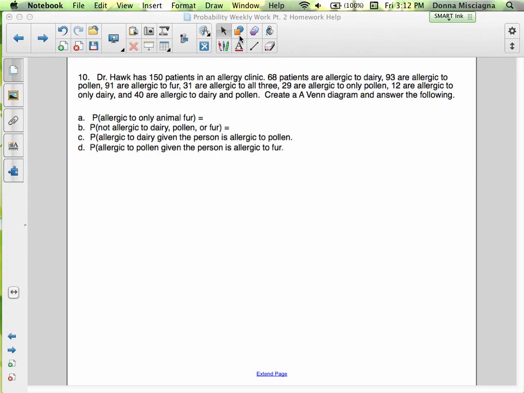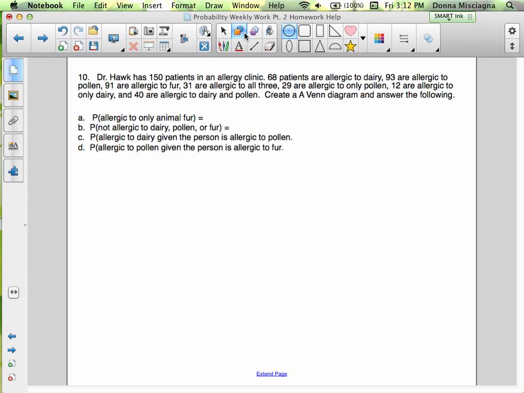So even though it's a lot to read, once you get your Venn diagram, it becomes a lot easier. I was going to use the shape maker, but I don't see a shape. Well, okay, I guess I'll draw a circle. Not a well-drawn circle.